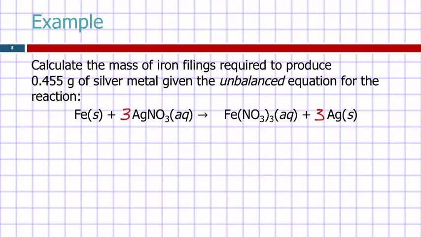Let's go back to the problem. Calculate the mass of iron filings. Iron, that's this guy. That's what they're asking us to find. Calculate the mass. So under iron, I'm going to write question mark grams. It didn't specify the unit. If it doesn't specify the unit, pick the easiest one. And then it says 0.455 grams of silver. Well, Ag is the silver, right? So they're telling us 0.455 grams of silver.